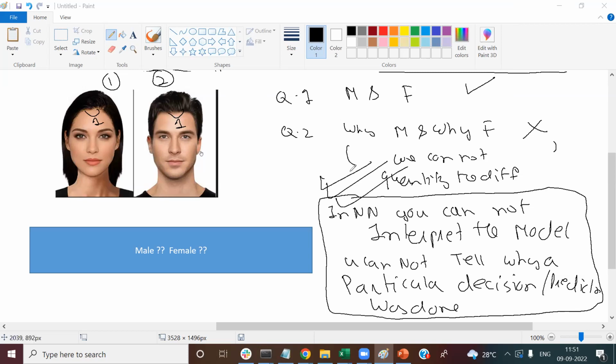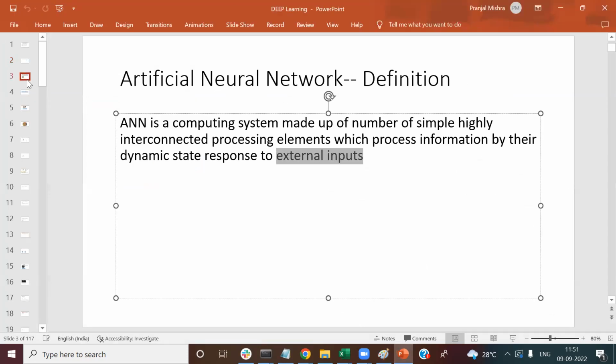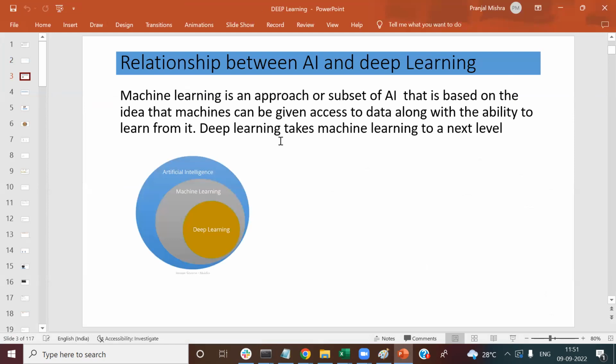Okay, fine, so everyone has noted down. Let's move ahead. Relationship between AI and deep learning. Machine learning is the approach or subset of AI that is based upon the idea that machines can be given access to data along with the ability to learn from it. Deep learning takes machine learning to the next level. This diagram I have already explained. If you want, you can make a note of it. If you wish, I'll wait for a minute. There is nothing mathematical involved over here.